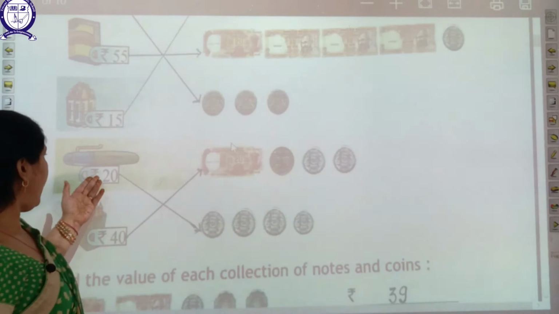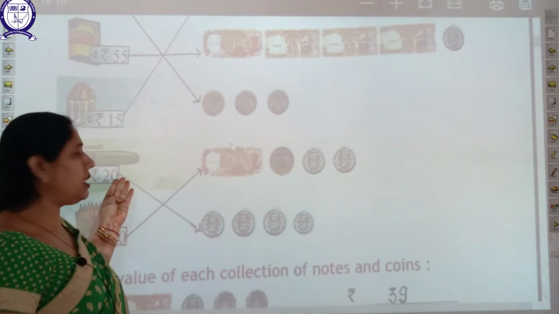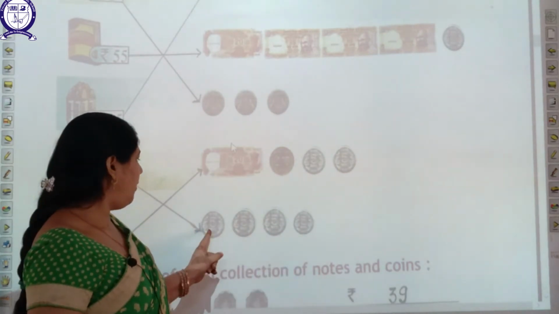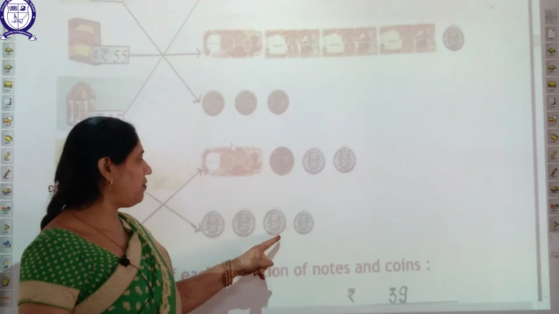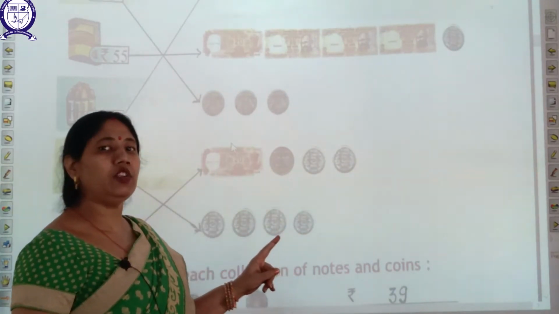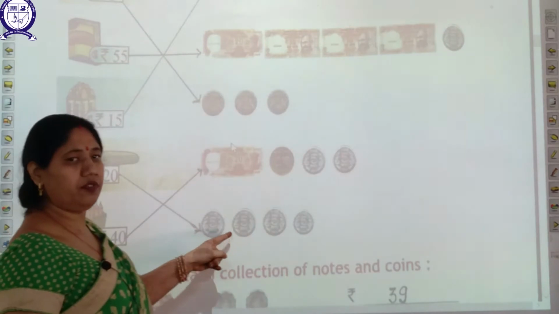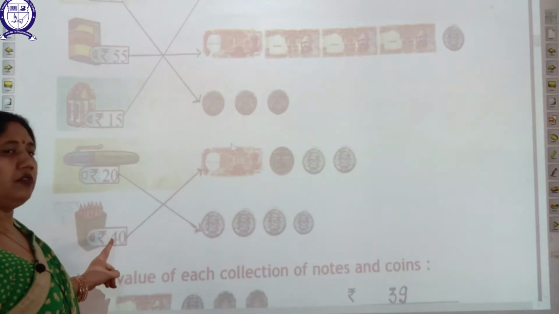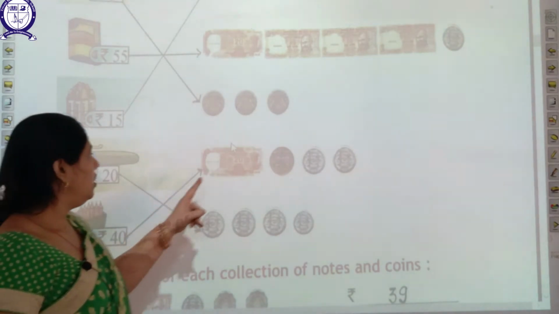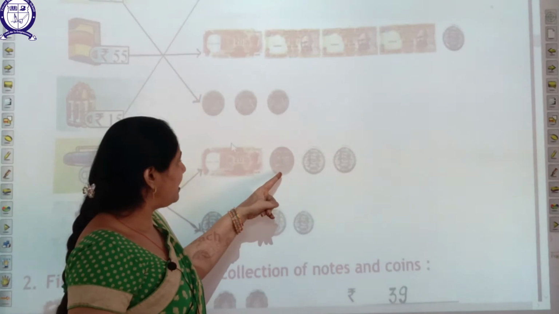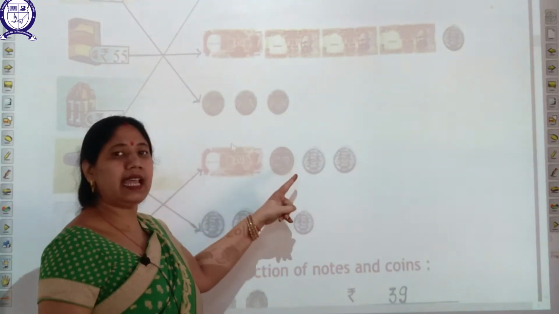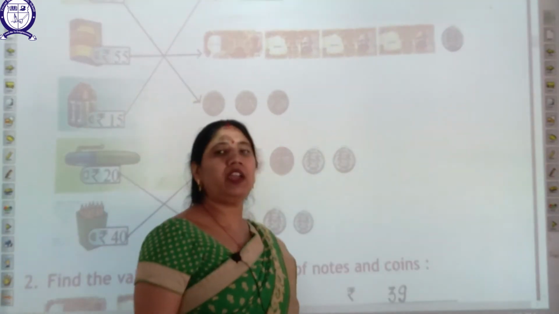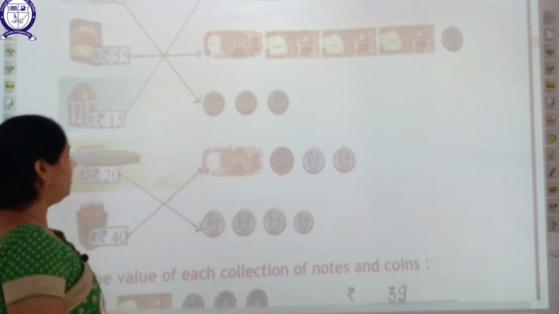Next one is a pen which costs 20. 4 five rupee coins. 5 plus 5 plus 5 plus 5. 4 fives are 20. So we have to match with it. Colored pencil cost is 40 rupees. 20 rupees note plus 10 rupee coin. 20 plus 10, 30. 30 plus 5, 35. 35 plus 5, 40. So we have to match with it.